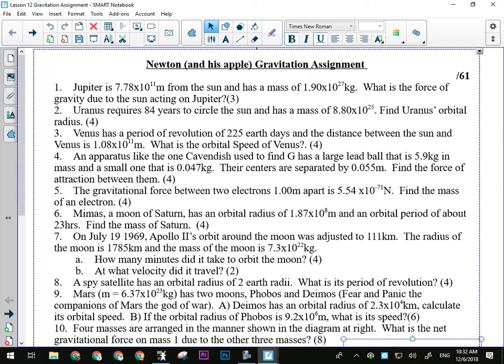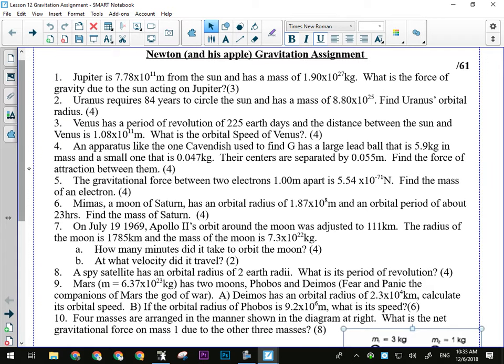Some of them you're just plugging numbers into Newton's universal law of gravitation, and you're done. So don't overthink them. Also remember your significant figures. Be on the lookout for tricky numbers and things like that. Just a couple of things here, guys, about the questions.